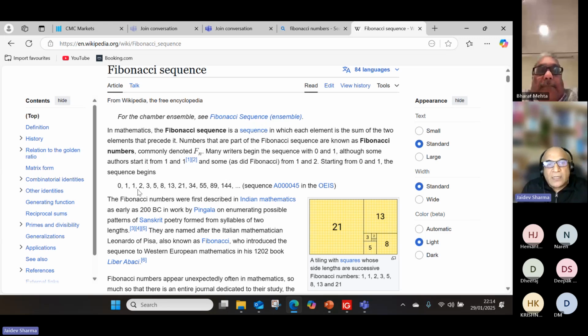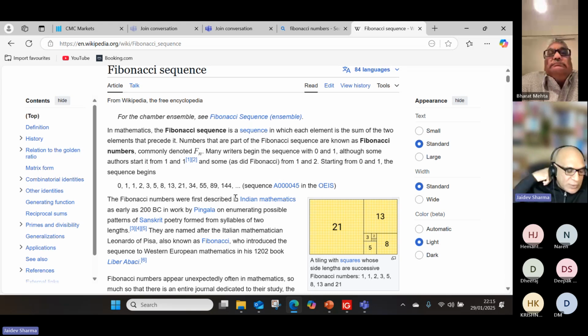Fibonacci numbers in a nutshell: you start with 0, then the first number 1, then you add these two. So 1 and 0 is 1. So the next number is 1. Then you add that number with the previous one. So 1 and 1, 2. Then you add that number with the previous one. 2 plus 1, 3. 3 plus 2, 5. 5 plus 3, 8. 8 plus 5, 13, 21, 34. And like that it continues.